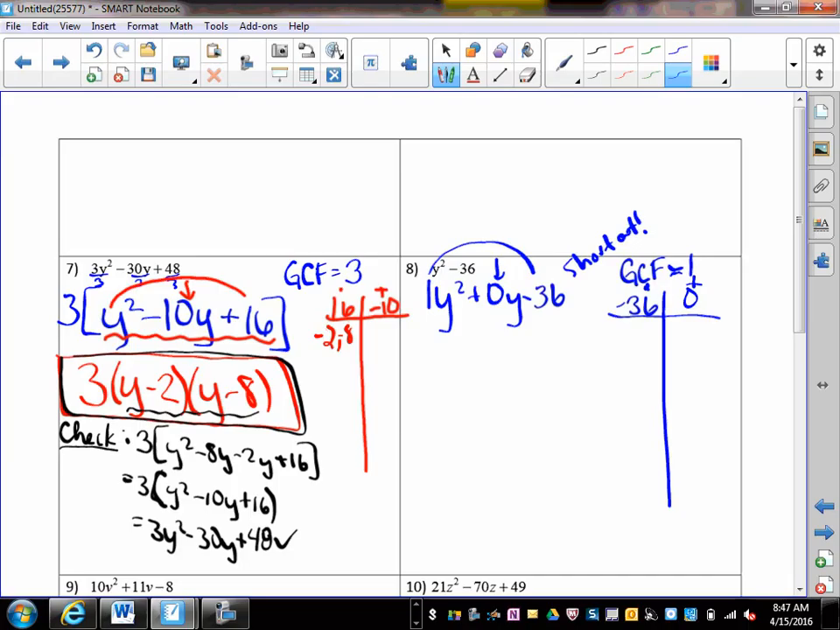Alright, what two numbers multiply to be negative 36 and add to be 0? Negative 6 times 6. Is that going to be negative 36? Yeah. Negative 6 plus 6 gives me 0. Alright, so these are my lucky winners. Shortcut. Y minus 6 times y plus 6.